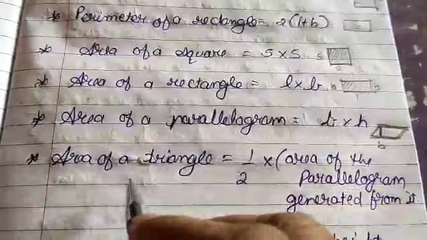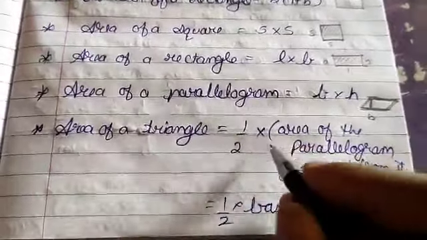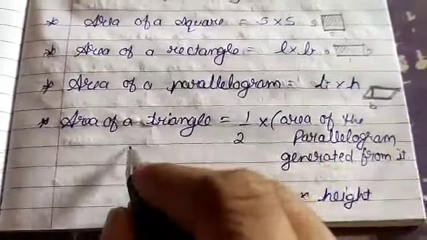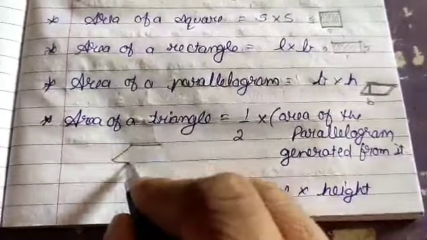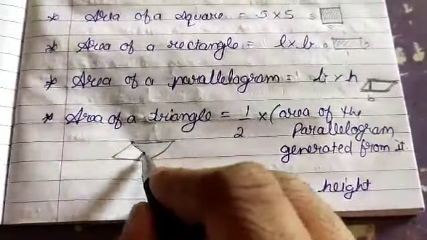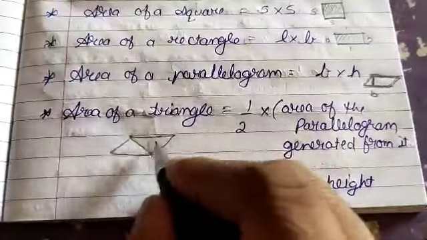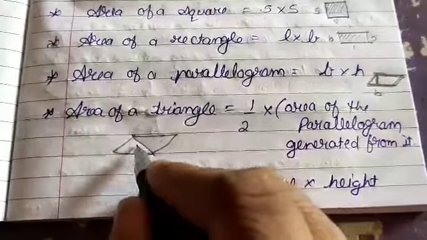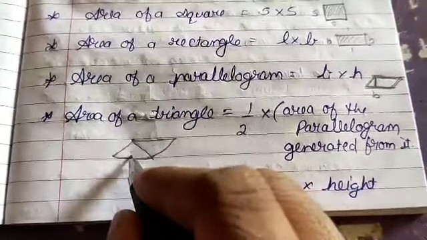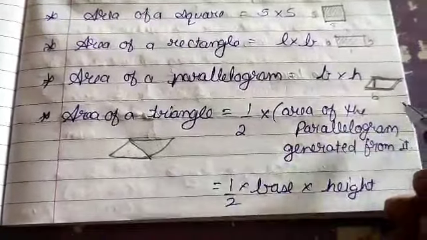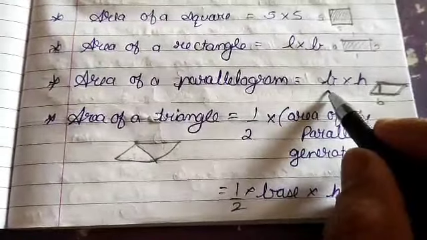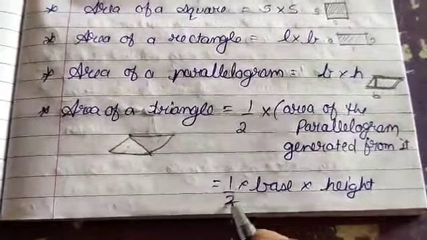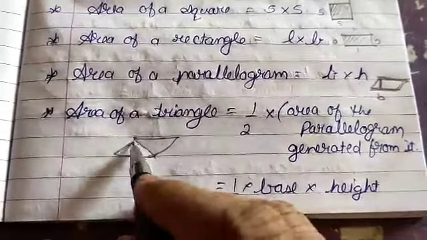So now area of a triangle. Area of a triangle means half into the area of the parallelogram generated from it, that is half into base into height. In this parallelogram, if we divide the parallelogram into two equal parts, we get the figure of a triangle. So we can say that a triangle is exactly half of a parallelogram. So in the formula of a parallelogram, base into height, add a half to it, that is half into base into height, and you will get the area of a triangle.